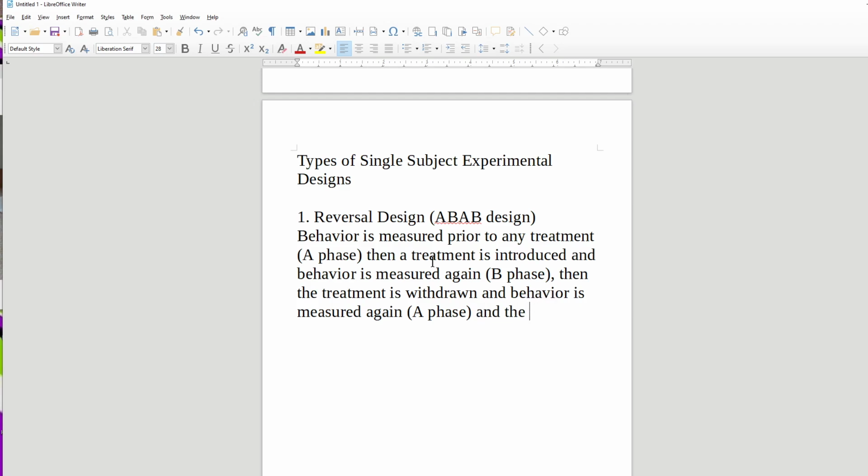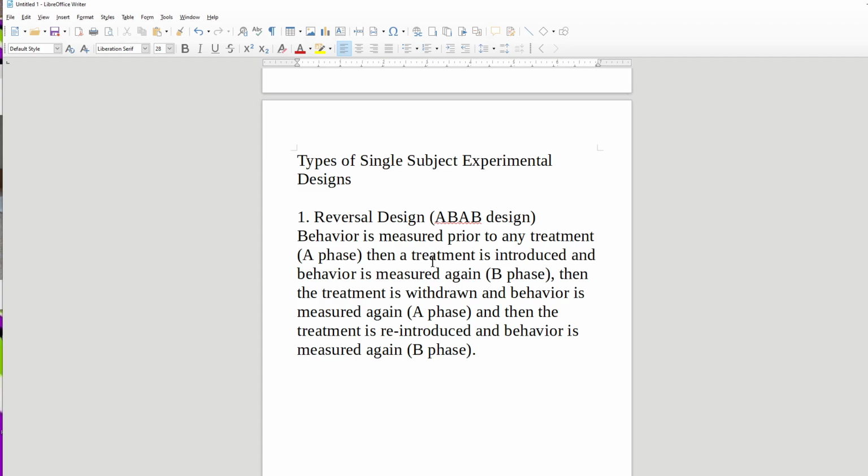And then the treatment is reintroduced and behavior is measured again. And that would be the B phase again when you measure them under the treatment. Okay, so the idea of the reversal design, or the ABAB design, is we're going to measure the subject when they're not under the treatment and when they're under the treatment.